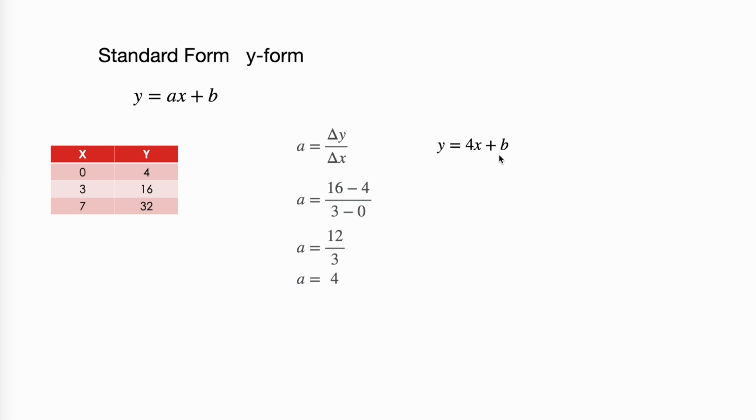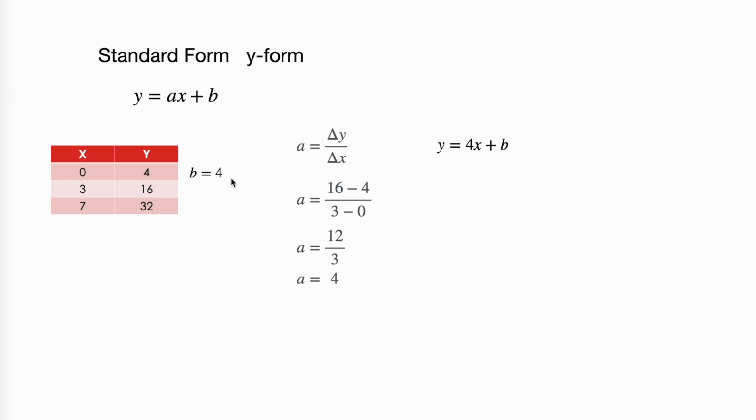To get the b, the initial value, it's the y-intercept, or the value of the y when the x is equal to 0. And we can just read this off of the chart here. Sometimes you won't be given the initial value or the y-intercept. You might have to calculate it. So when you have to calculate it, this is how you would do it.